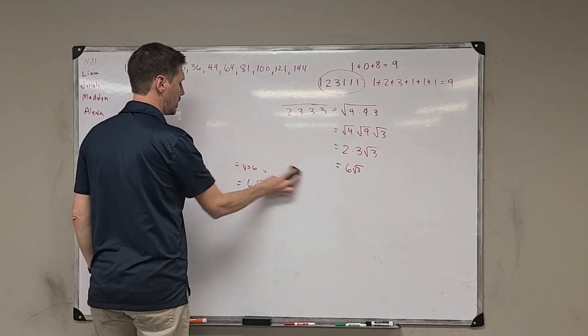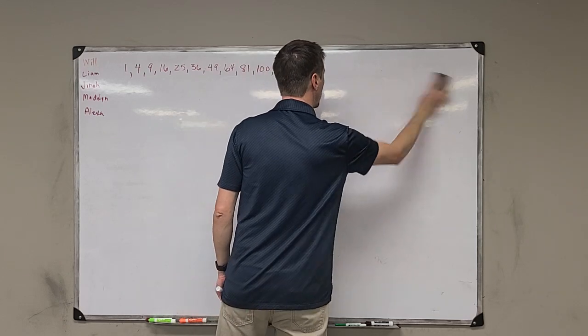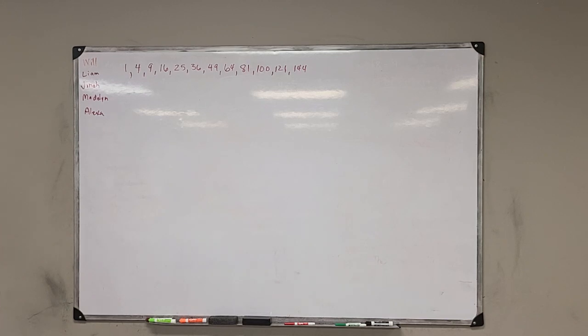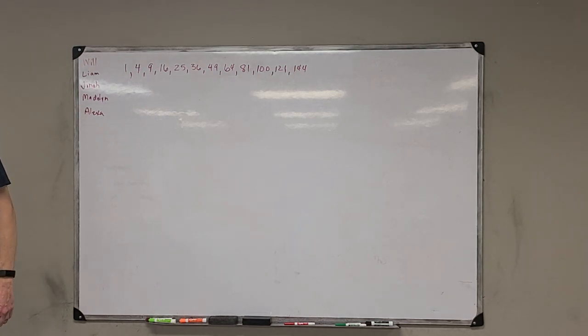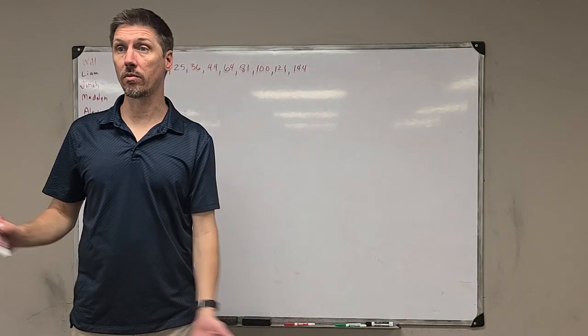I'm going to leave our perfect squares up there because we may need them again in a future lesson, like two lessons later. The last section here is about repeating decimals. What do I mean by repeating decimals? Can anybody give me an example of a repeating decimal?